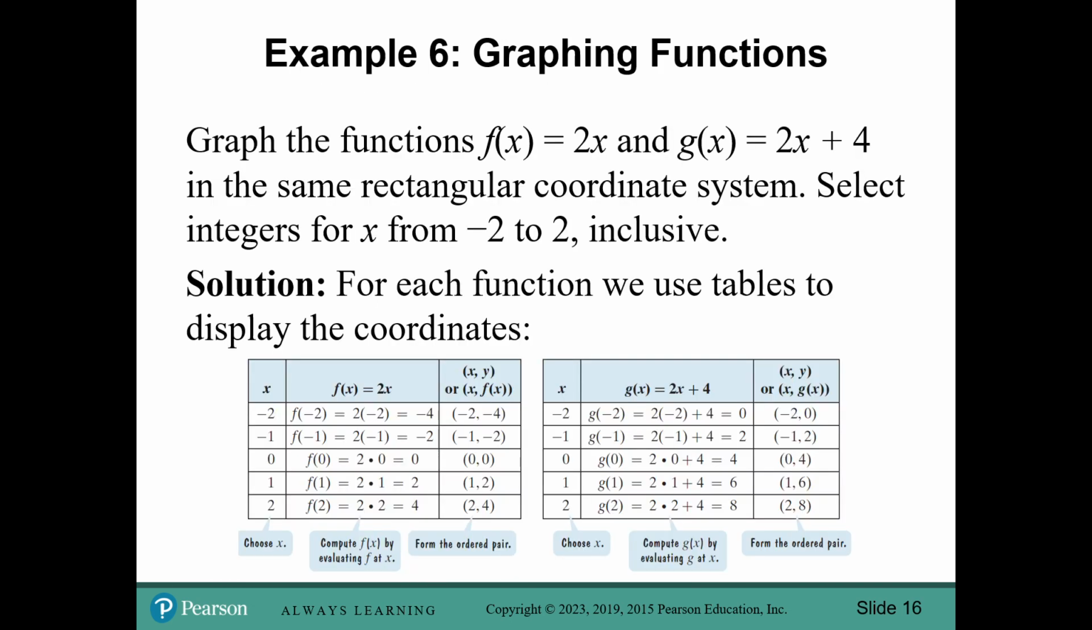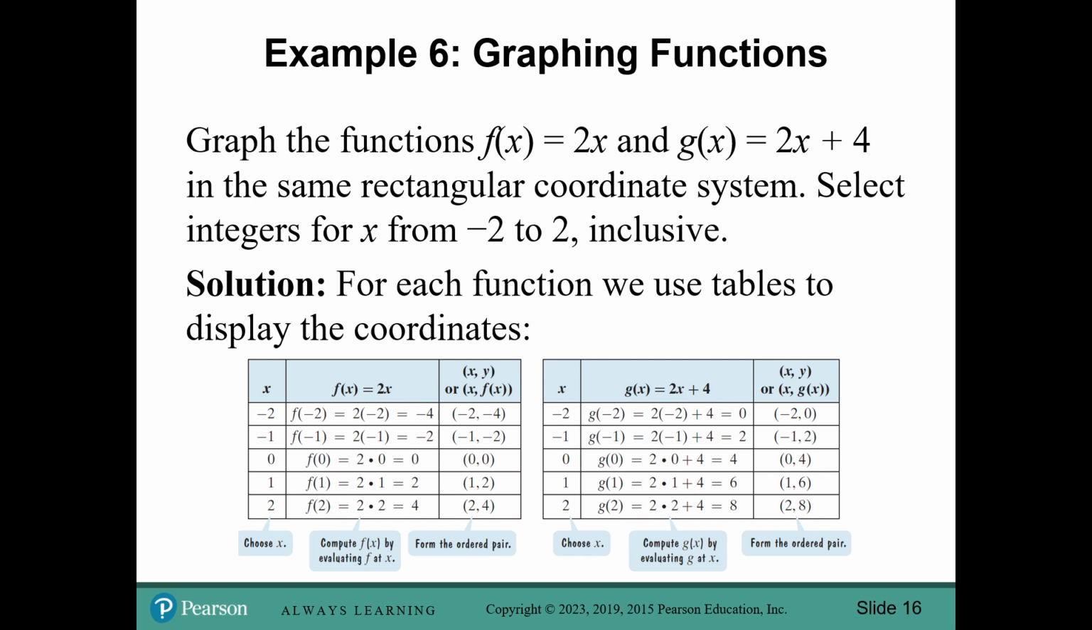Now example 6 of graphing functions says graph the functions f of x equals 2x and g of x equals 2x plus 4 in the same rectangular coordinate system. Select integers for x from -2 to 2 inclusive. For each function, we use tables to display the coordinates. So the coordinates in these functions below are garnered in this table.